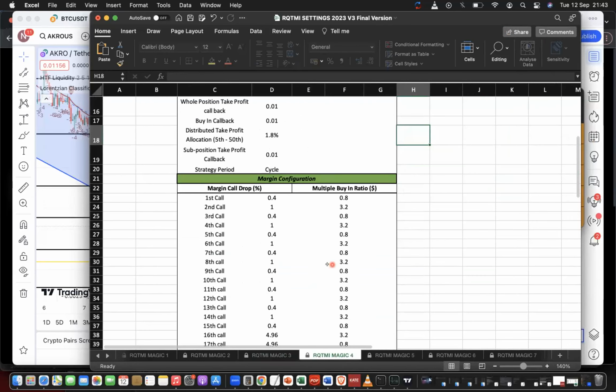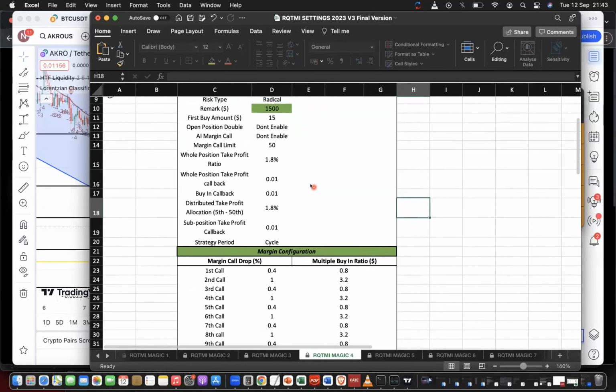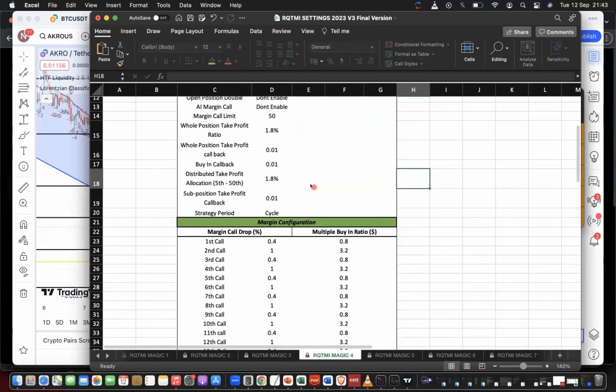Then, of course, you have method 4, which is also a cycle method. It's for those who have $1,500 and want to do autopilot settings. Now, you can use this. But remember, the settings we said: 0.001, 0.001, 1.6%. Use that, please, if you want to use $1,500 to start trading.